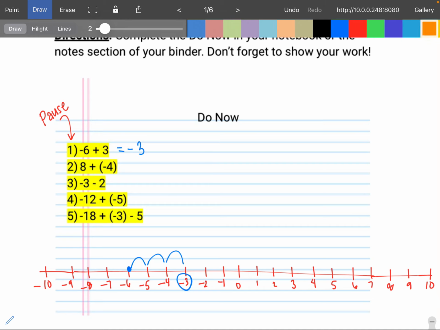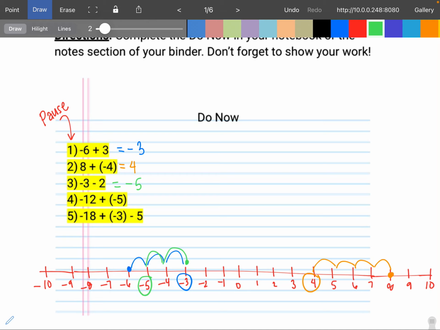And then in question 2, when we start at +8, we know we're adding -4, which means we're moving left. We're moving in the negative direction. 1, 2, 3, 4, and we end up at +4. In question 3, -3 minus 2, we start at -3, and we move left because we're subtracting 2, and so we end up at -5.